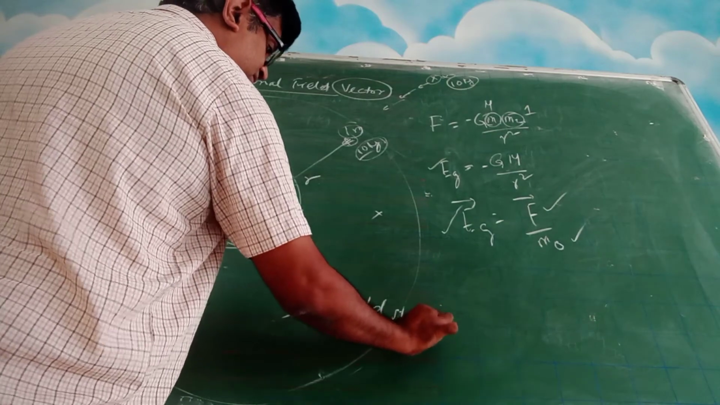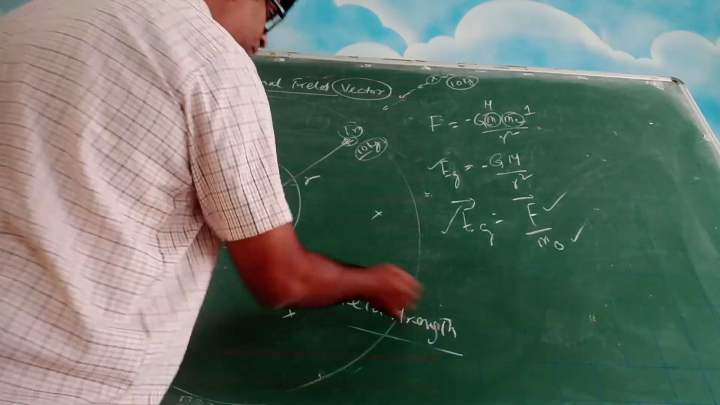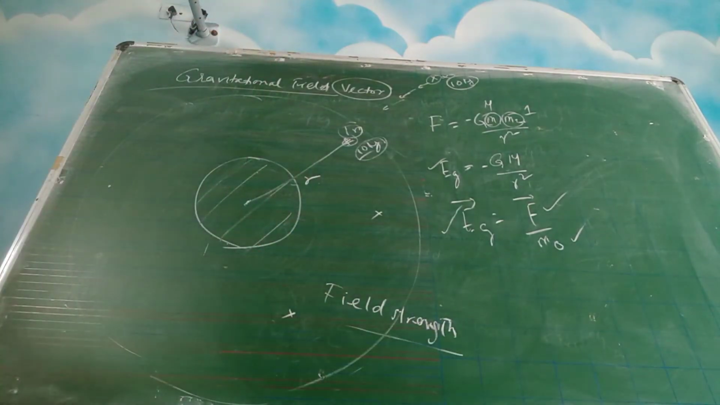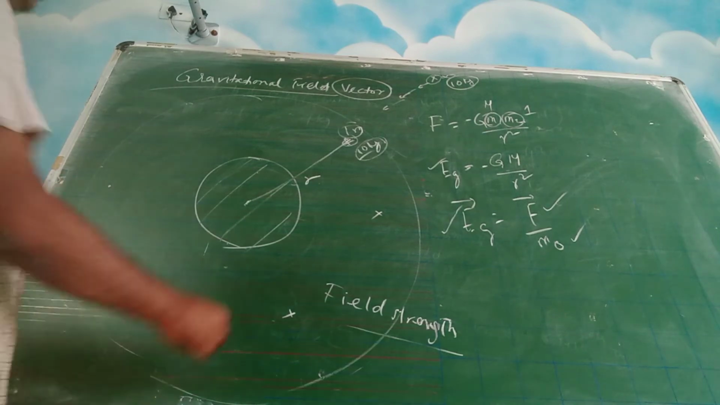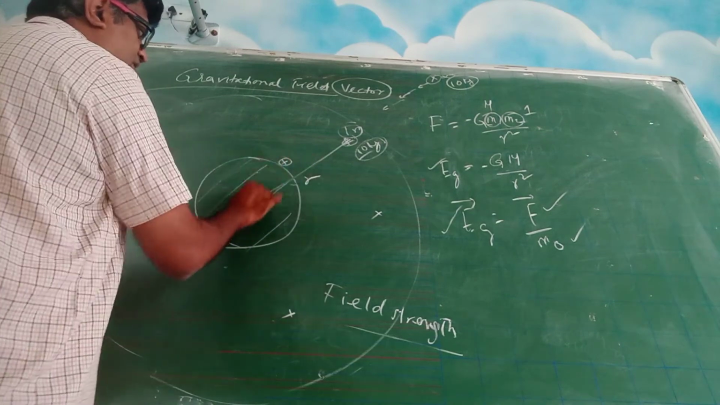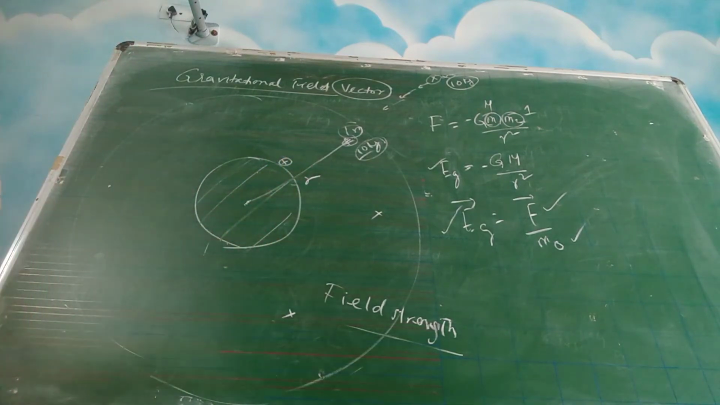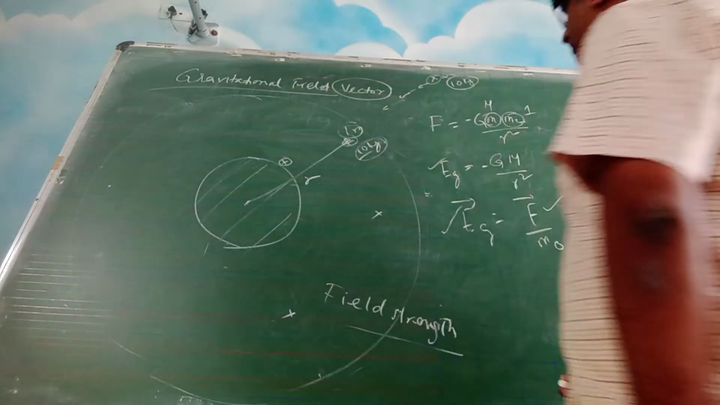Field strength. Different points will have different field strength. The closer you are to the earth, the closer you are to the mass, the field strength will be more. The farther you are, it will be less. Why? The question arises why?